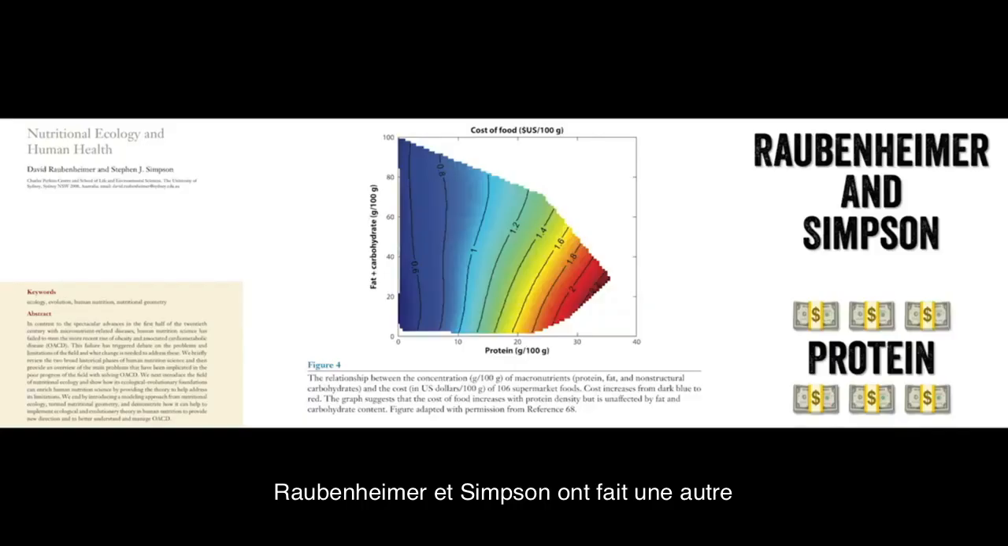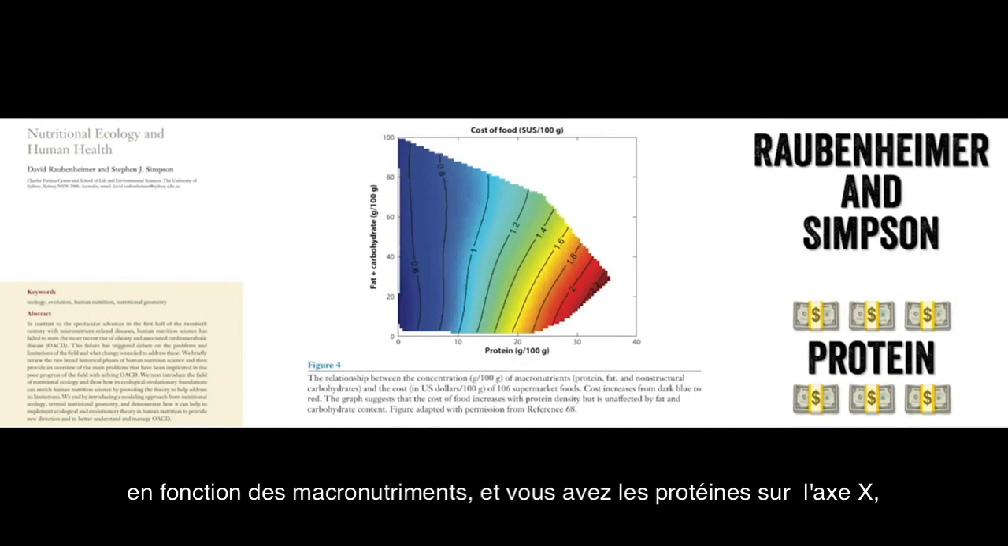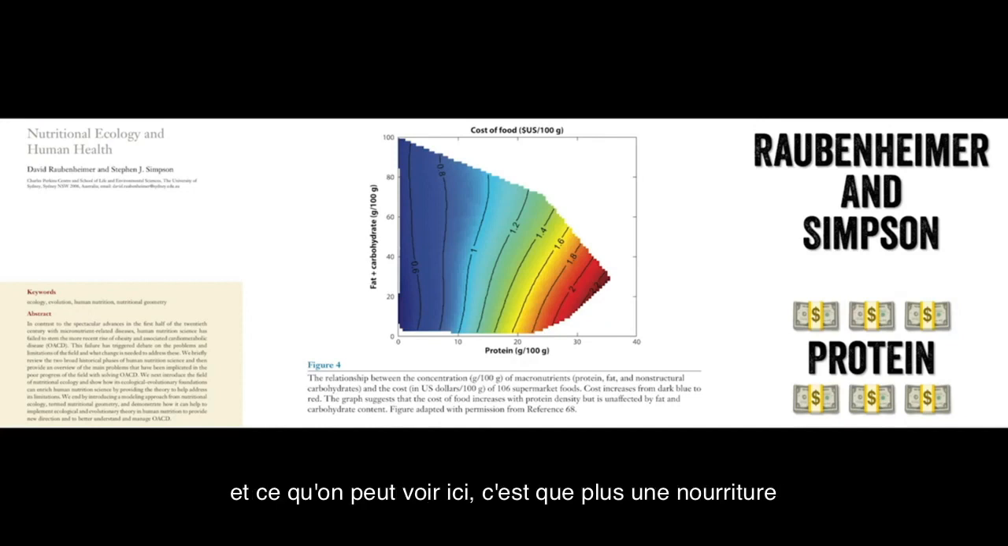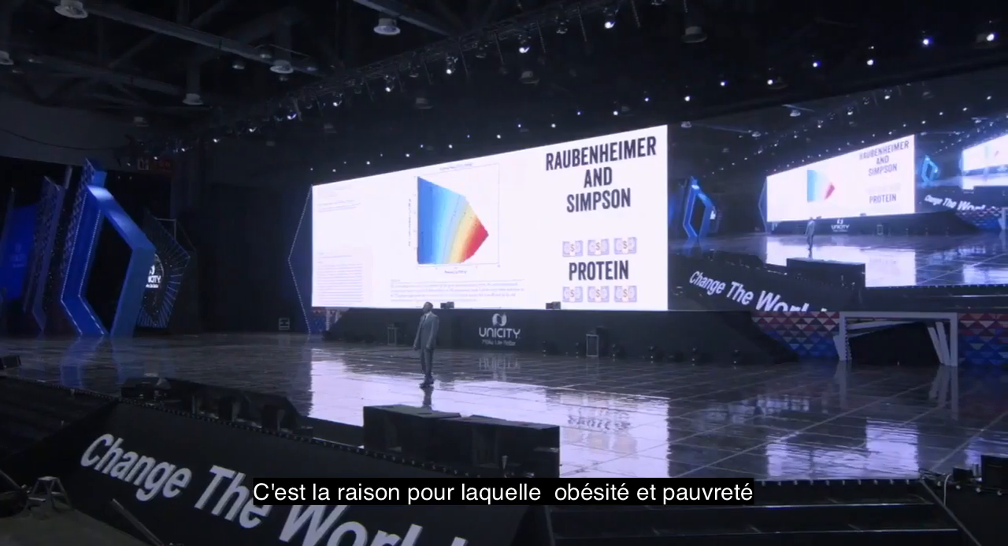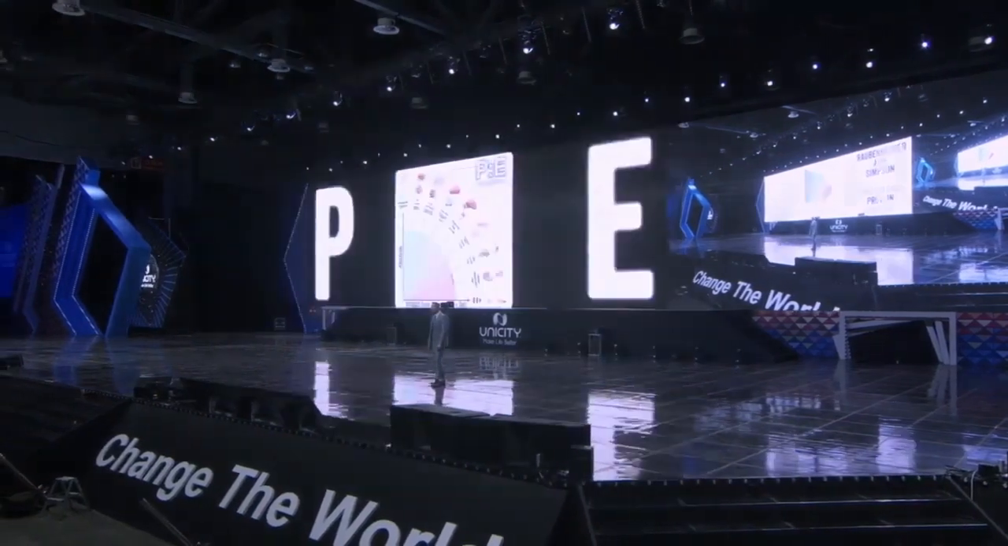Raubenheimer and Simpson made another economic discovery. They graphed out the price of everything in the grocery store based on macronutrients, and you have protein on the x-axis. And what you see here is that the more protein in a food, the more expensive it is. And this is why obesity and poverty frequently go hand in hand.